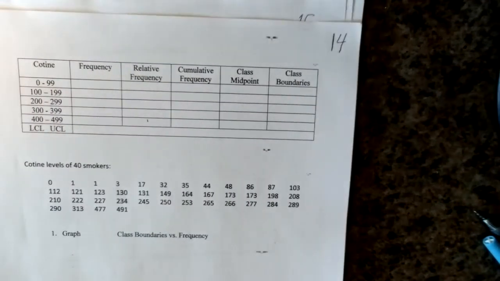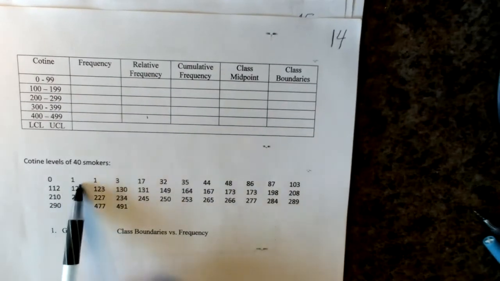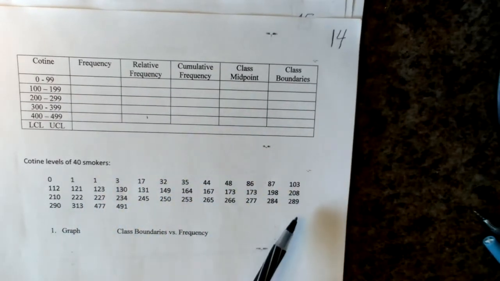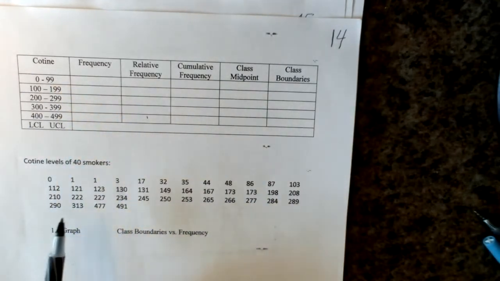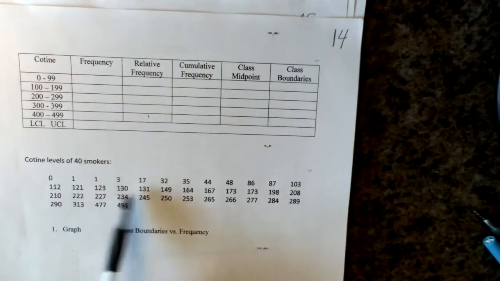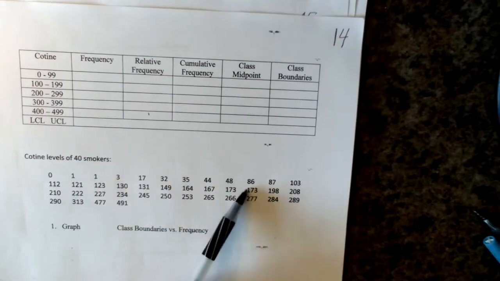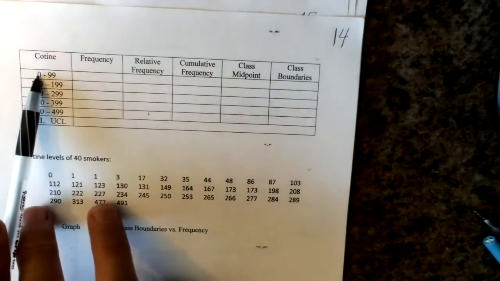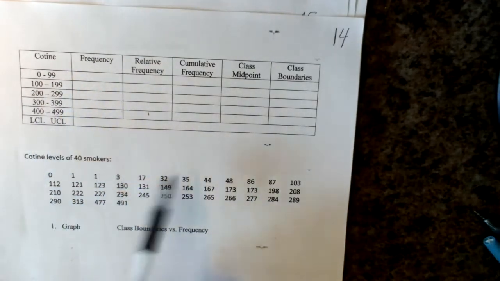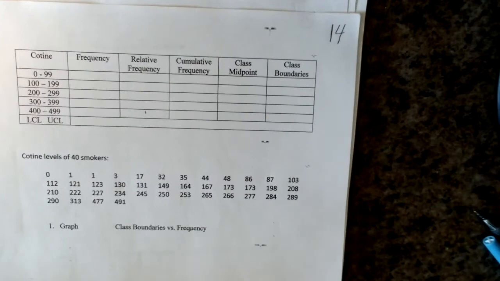This is another example where we give you the nicotine level of 40 smokers, and we give you the first column. All you need to do is tally. The good thing is in this one, we put everything in order for you already from smallest to highest. So you keep counting how many numbers are between 0 and 99. You tally to see how many numbers are in that range.